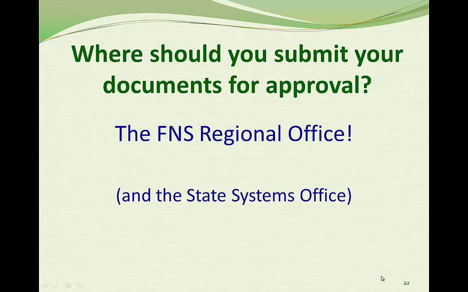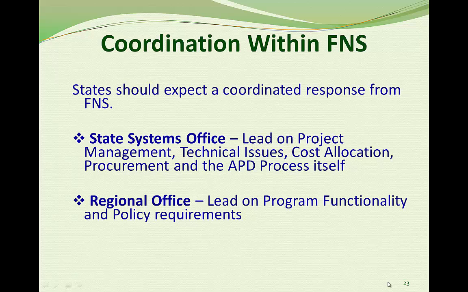Depending on the nature of the project, the documents or components of them may be reviewed by a number of different specialists at FNS, both at the regional and headquarters level. But regardless of who you send things to, state agencies can expect a coordinated response from FNS. The state will receive approval or a request for corrections or clarifications within 60 days of submission on most documents.